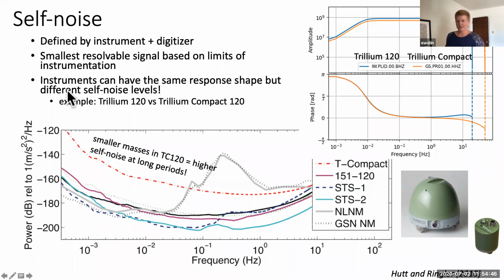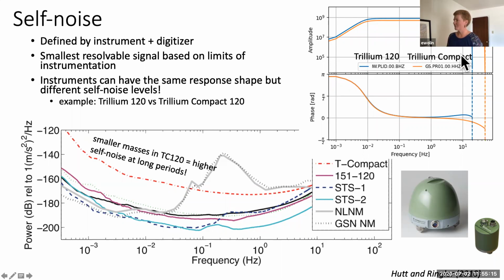And the really important thing that I want to drive home here, I can't go into self noise much, but self noise is different than the passband of the seismometer. So two instruments can have the same response shape, but different self noise levels. So here's an example shown here. This is a Trillium 120 volt seismometer. It's about the size of a bowling ball or slightly larger.